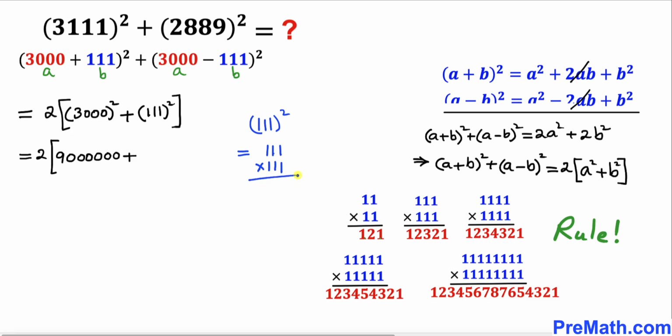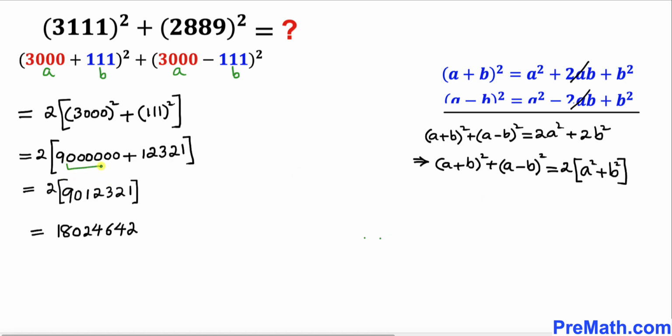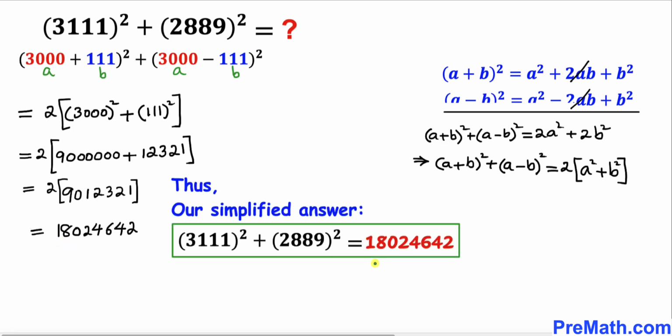Therefore, according to this rule, 111 times 111 is going to give us 1 2 3. We're going to stop here, and then we're going to go backward to 1. And now if we add these two big numbers, we are going to get this one inside this bracket, and then we are going to multiply by 2, and that is what we get. So thus our simplified answer turns out to be 18,024,642.